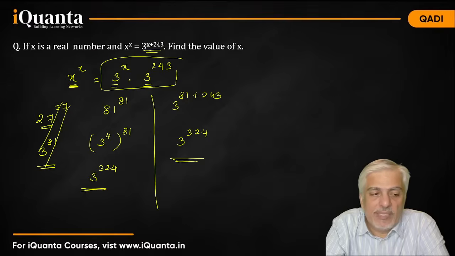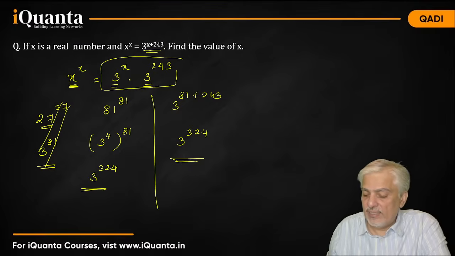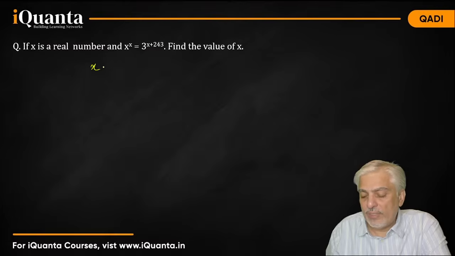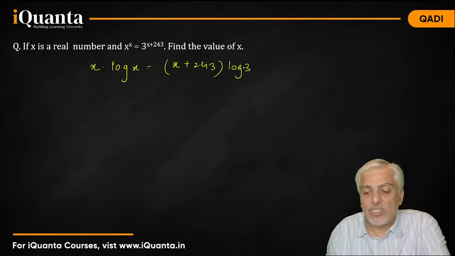Somebody was asking me, previous sum के लिए और क्या कर सकते हैं? Previous sum के लिए you can do a lot of things. You can do logs on both sides. So you will get x log x is x plus 243 log 3. And then you can bring both logs on one side and try and solve that.